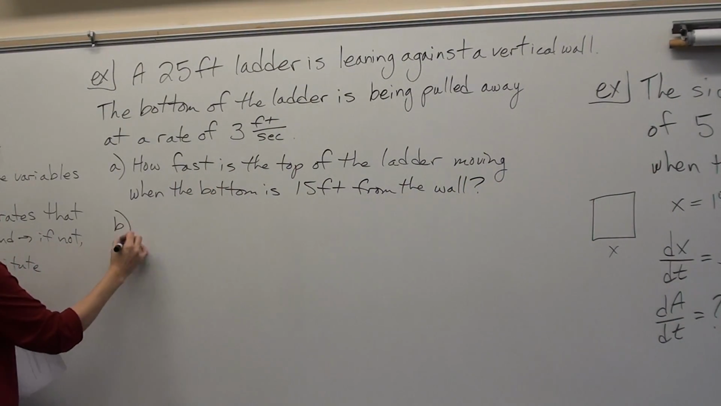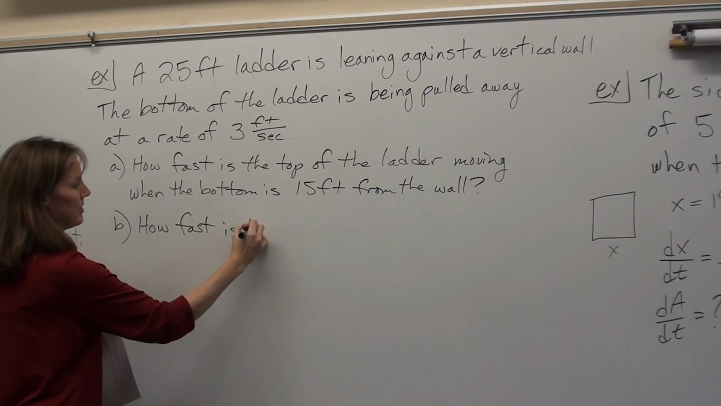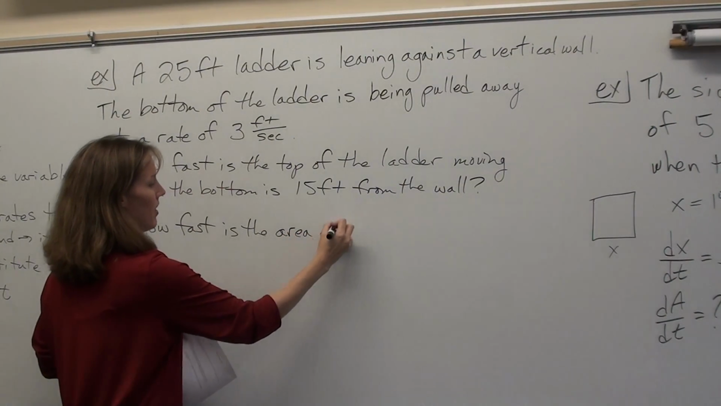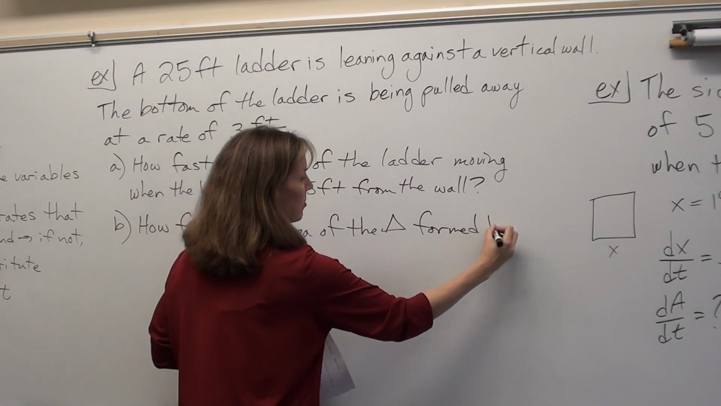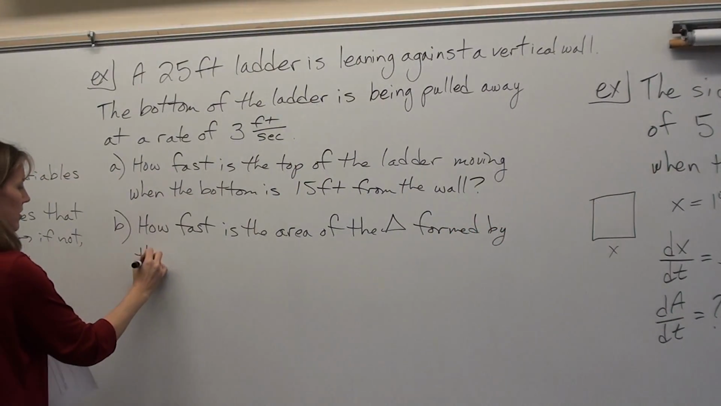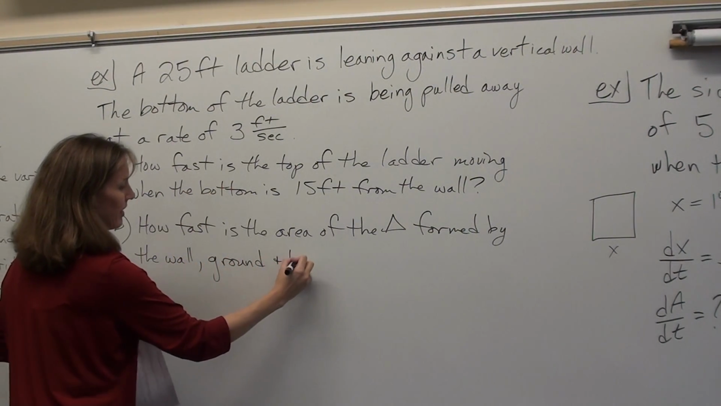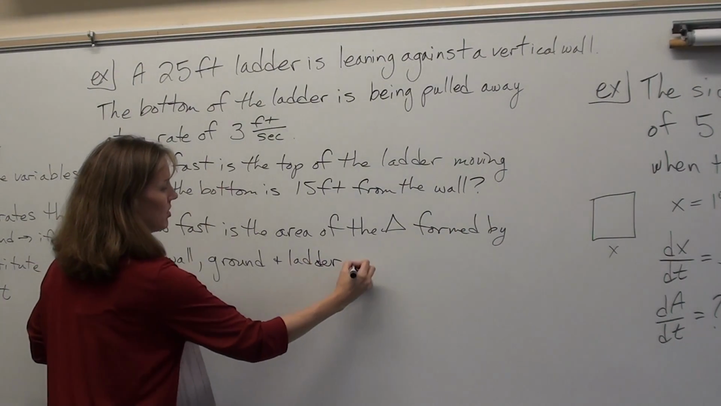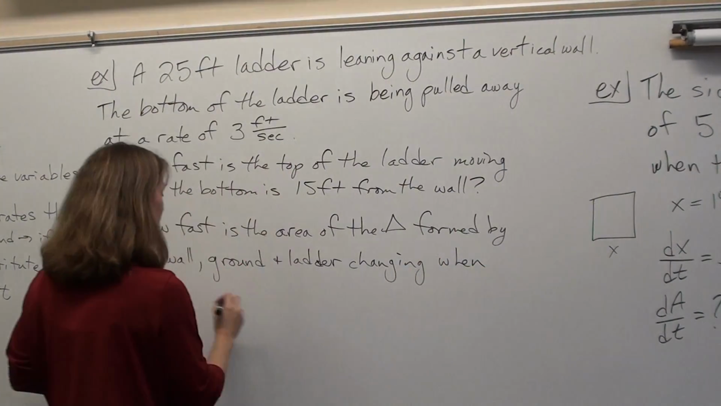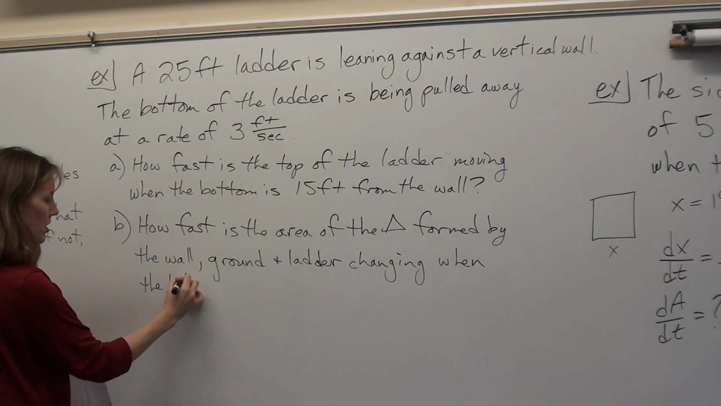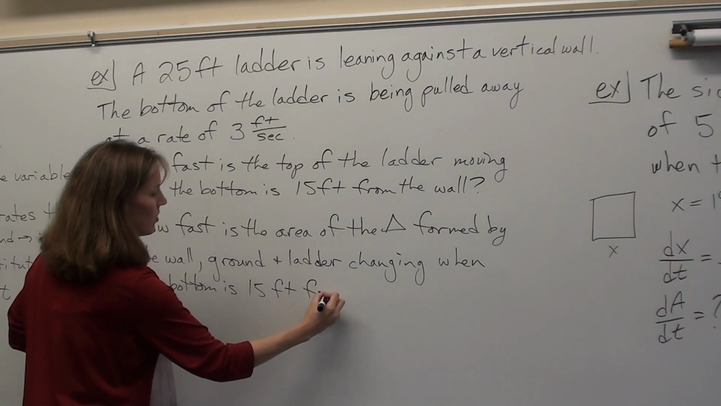Part B. How fast is the area of the triangle formed by the wall, ground, and ladder changing when the bottom is 15 feet from the wall?